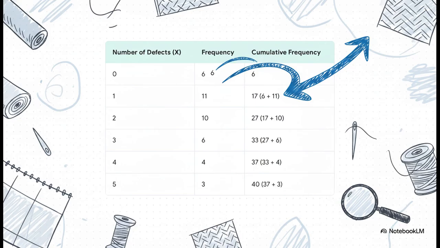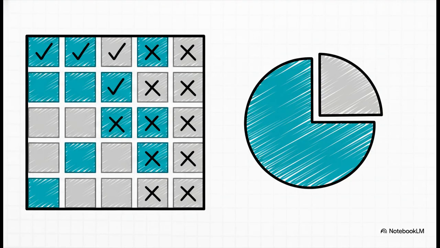It's really simple. You just add up the frequencies as you go down the list. So, the cumulative number for one defect is the count for 0 defects plus the count for one defect. That's 6 plus 11, which gives us 17. And you just keep going like that all the way down. And boom! That's the power of that one simple step. By looking at that cumulative frequency column, we can instantly say that 27 of our 40 pieces, that's almost 70%, met our quality standard of 2 defects or fewer.